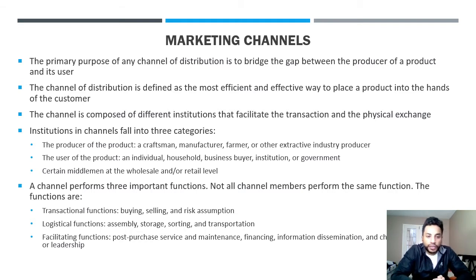A channel is composed of different institutions that facilitate the transaction and physical exchange. Institutions and channels fall into three categories: producer of the product, the user of the product, and certain middlemen at the wholesale or retail level. So a channel performs three important functions. Not all channel members perform the same function. The functions are transactional functions, logistical functions, and facilitating functions.